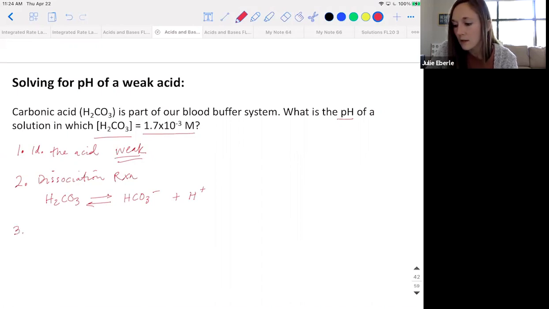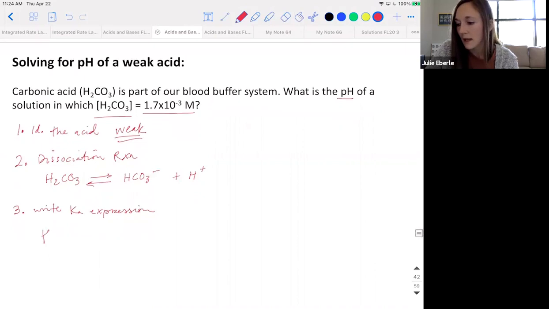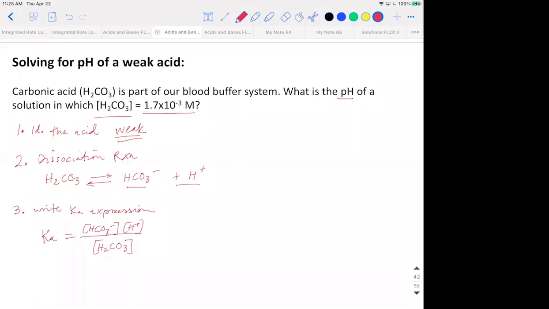Step 3: write the Ka expression. You guys remember how we write a Ka expression for any reaction? Products over reactants: concentration of products divided by concentration of reactants. So Ka for this will be equal to the concentration of bicarb times the concentration of H plus, divided by the concentration of carbonic acid. Products over reactants.